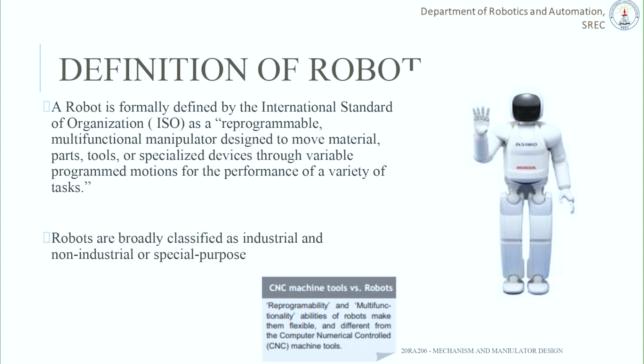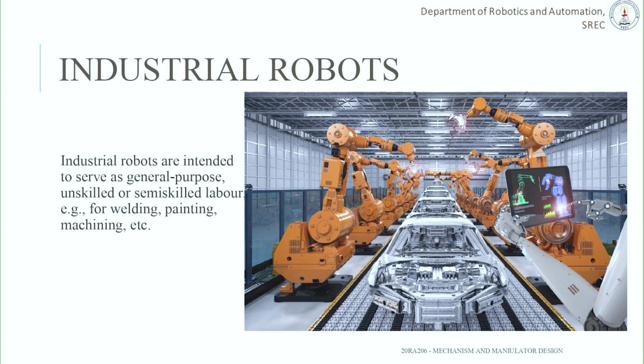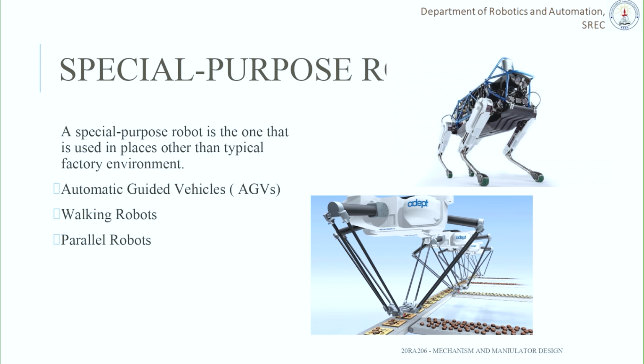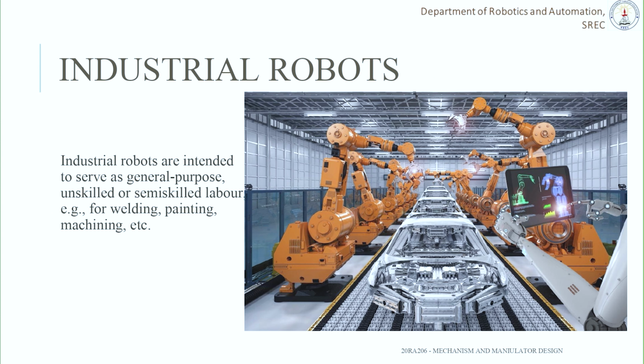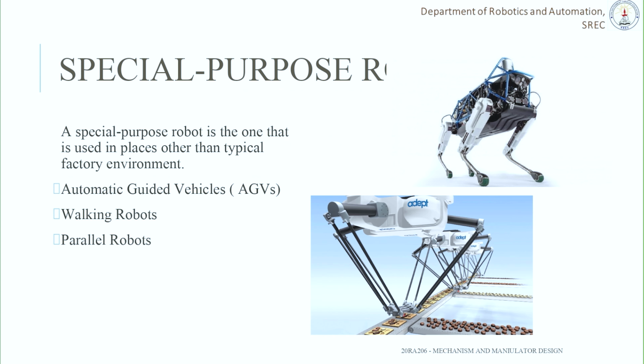The robots, as you can see in the PPT, are broadly classified into two major categories. The first is industrial, and the second is non-industrial or special purpose. The robots that you see in manufacturing and assembly industries come under the industrial category, and the non-industrial or special purpose ones you can see in service robots and other areas.